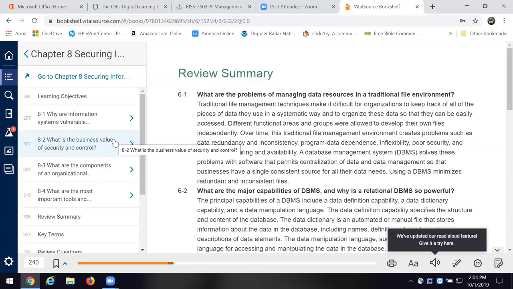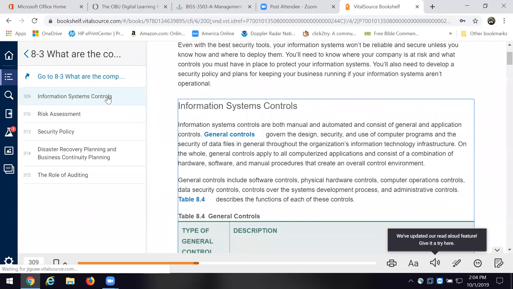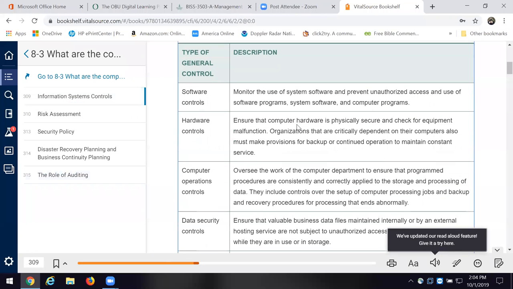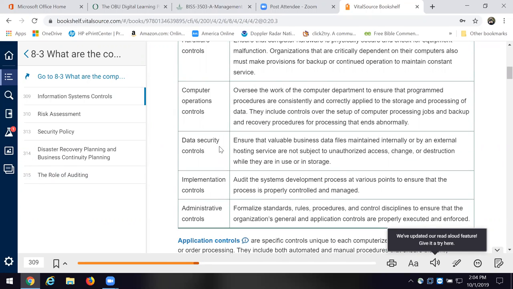And it's also simply being able to operate and maintain operations throughout. The authors also walk us through the components of security and control, and what those are. We'll look at those for just a second. We have some of these information systems and controls, and here are some of the general controls. They are what you would think: software, hardware, computer operations, data security, implementation, and administrative controls.